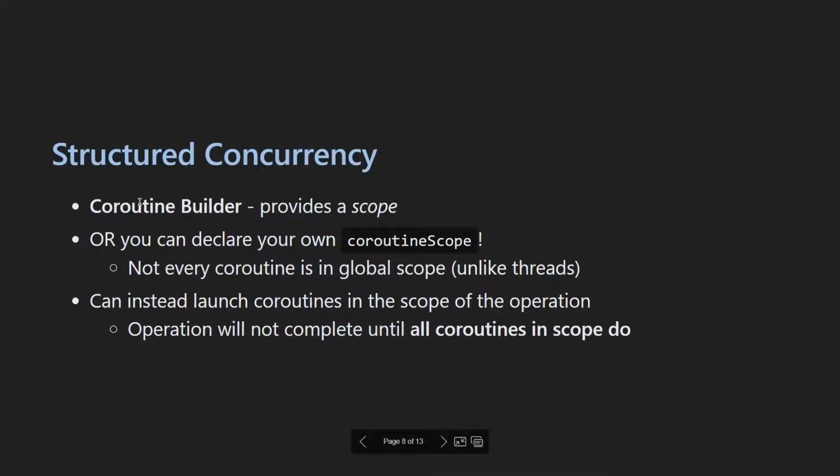But the main benefit of coroutines comes from structured concurrency. So every coroutine builder, like that global scope that we saw earlier, does provide a scope, a coroutine scope, or we can declare our own coroutine scope. So that means that it's going to enter and exit at defined points.